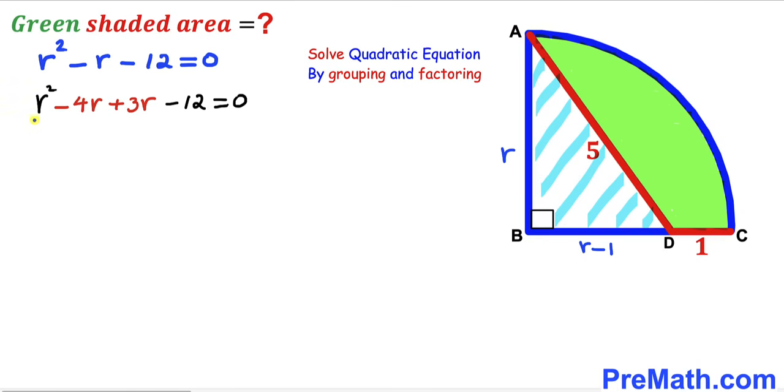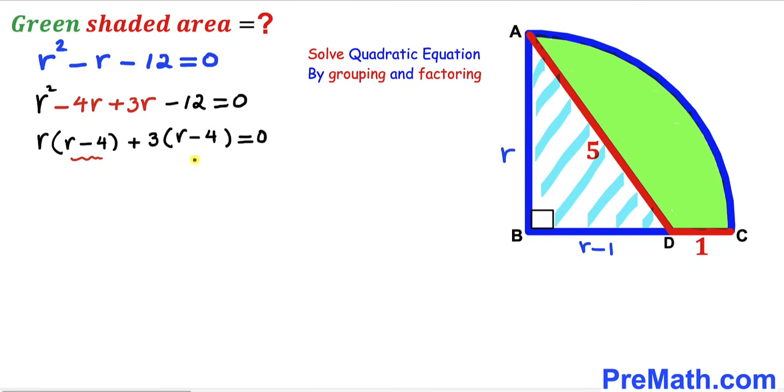Now between the first two terms we can see r is in common, and for these last two terms we can see 3 is in common. So we can write r times r minus 4, and then plus 3 is factored. So we get r minus 4 equal to 0.